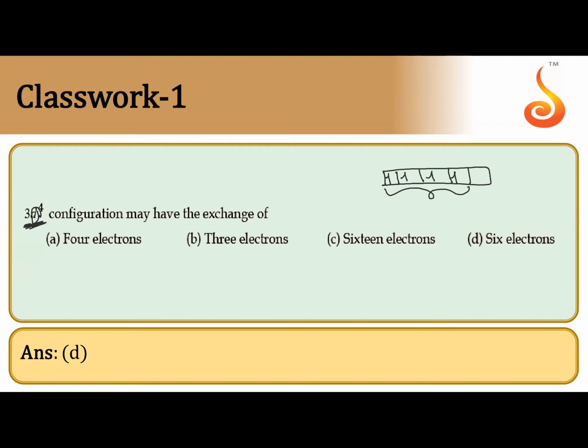How many exchanges can you do? Either you sit and do it like this: 1, 2, 3. 3 exchanges the first electron can do. The second one can do 1, 2. And the third one can do 1 exchange. I think you can do it like this rather than remembering another formula and getting confused. Or you can use the formula n(n minus 1) by 2. Okay, so either way our answer is option D, that is 6 electrons.